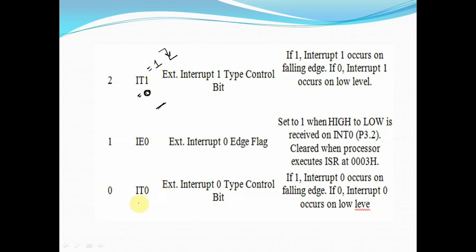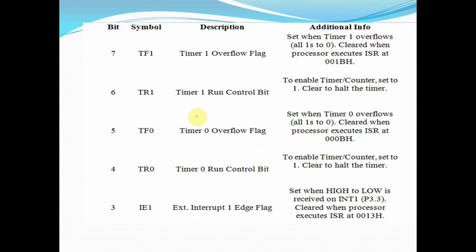Same is the case with IT0. If it is equal to 1, then interrupt 0 occurs on the falling edge, and if it is 0, then it will occur on the low level. So that is the difference between IT1 and IT0. One is for external interrupt 1 and the other is for external interrupt 0. So this is all about the TCON register.